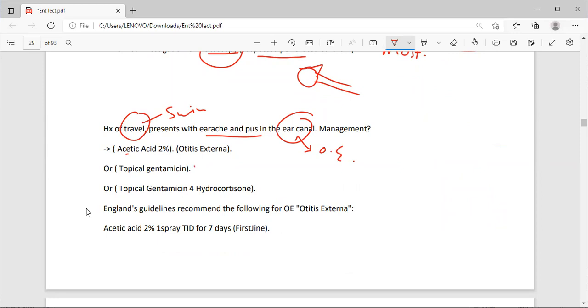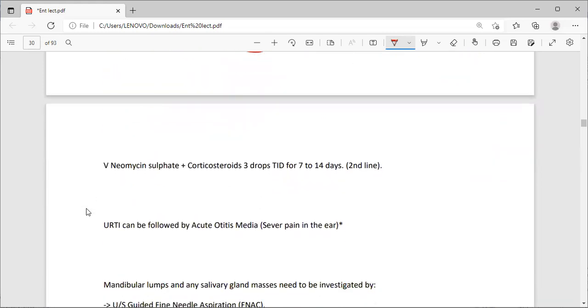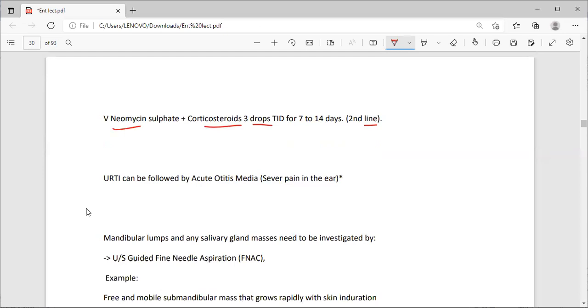England guidance recommends for otitis externa acetic acid 2% as the first line, for 7 days, TID. So you give the spray 3 times a day for 7 days. Then comes neomycin sulfate plus corticosteroid, 3 drops, as the second line. Neomycin or gentamicin, any one you like, aminoglycoside.